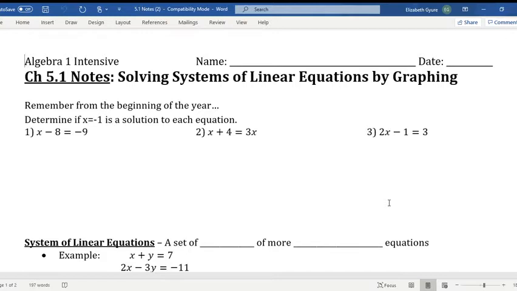All right, so we're just gonna do a quick review first. Now, if you solve a problem, that's its solution, it works, right? It works if you plug it back in. So what we're going to practice right now is something we did at the beginning of the year, and that's seeing if something is a solution to an equation.